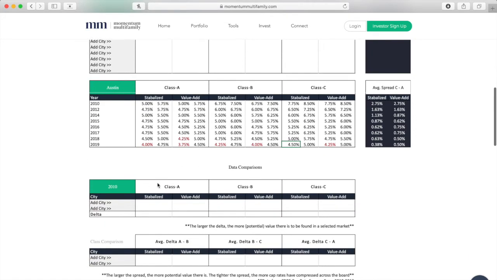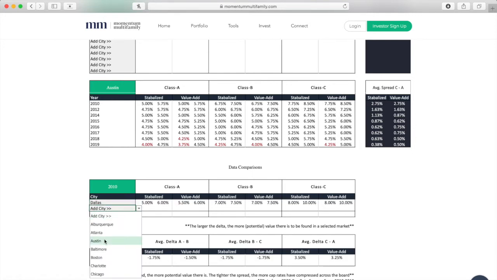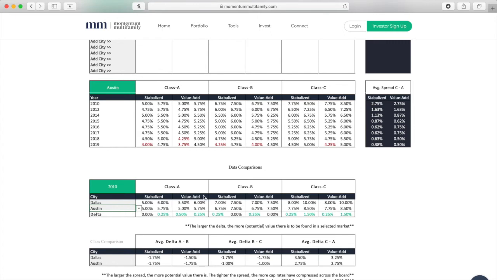If you continue to scroll down, we've got data comparisons. So we're looking at a single market here, but maybe I want to compare two markets. Let's look at Austin and Dallas, the different cap rates over time. Again, we can select which year we want to look at. We're still looking at a single point in time.